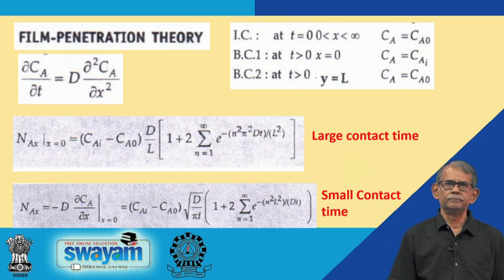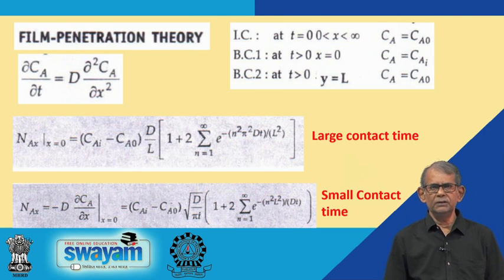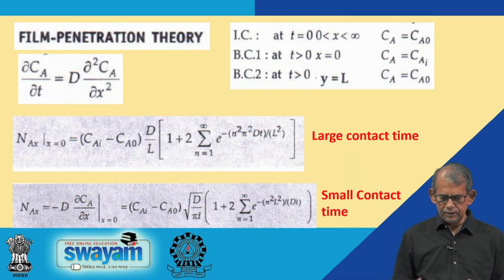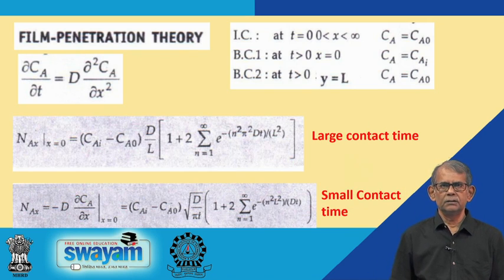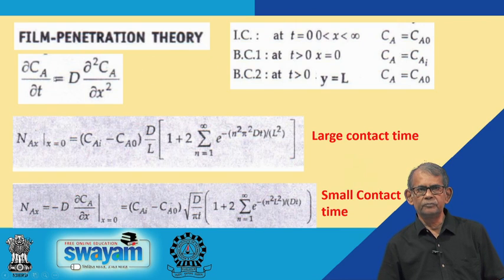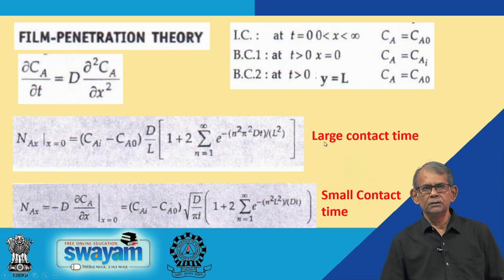Now, in 1958, Toor and Marshall put forward a reconciliation model between the film theory and the penetration type of theory, with these boundary conditions to solve this differential equation. The only thing that is changed is boundary condition 2: at t greater than 0, y is equal to L, C is equal to C A 0. They showed that for large contact times the film model is good enough, and eddies that have small contact times follow the penetration type of model, that is the Higbie type or Danckwerts type of model.